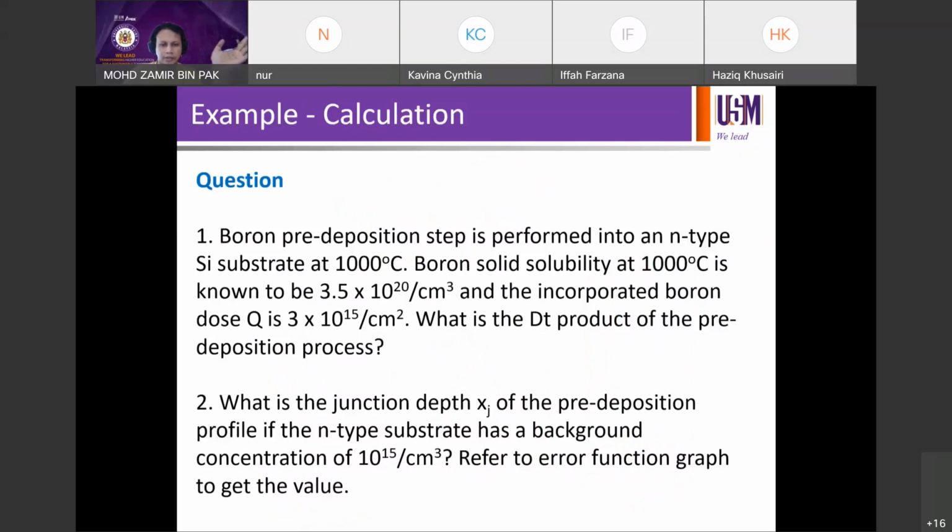Right, so these are the questions that I want you to try. We can discuss later on. Try this pre-deposition, try the equations, and try to calculate the junction depth. We'll probably discuss this sometime next week, before we talk about ion implantation next Monday.